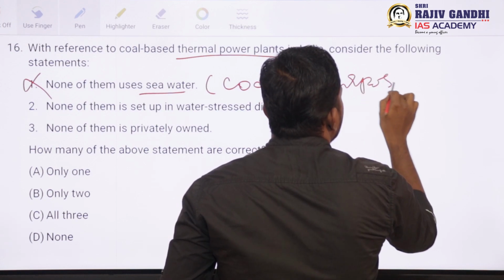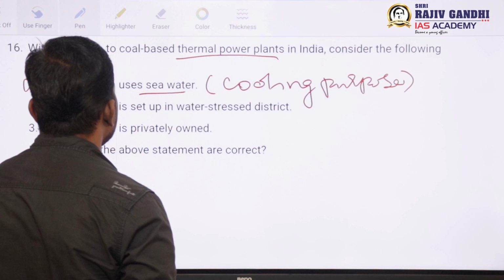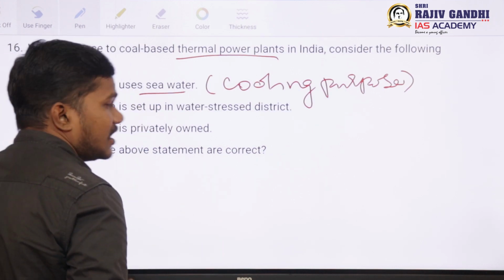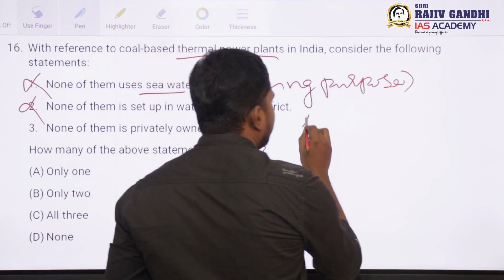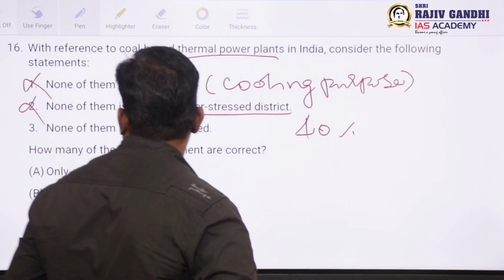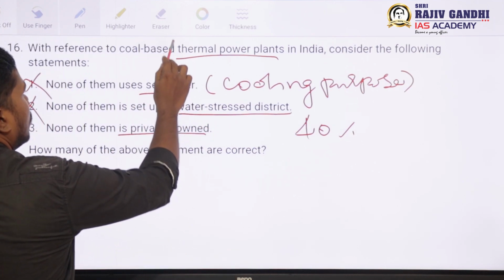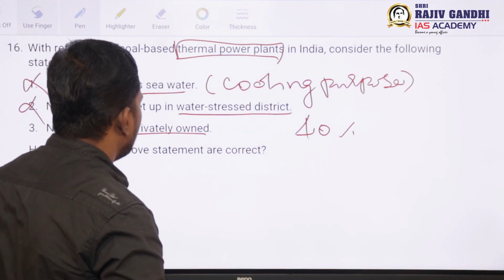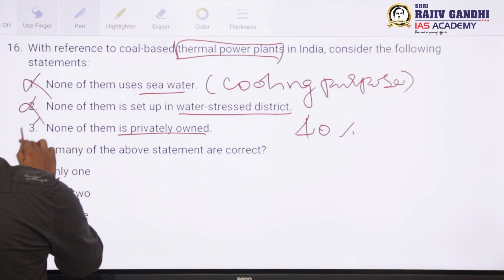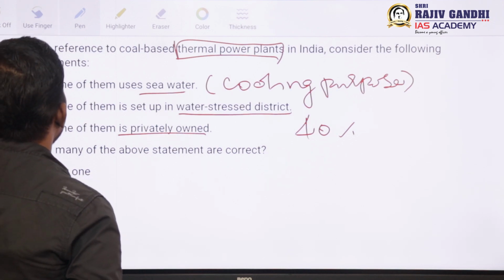The seawater is readily available. The second one, none of them is set up in a water-stressed district. This is also incorrect, as more than 40% of thermal power plants were set up in water-stressed districts. The third one, none of them is privately owned, while many thermal power plants are owned under both private and public partnership. So statement 3 is also incorrect, and the answer is option D, none.